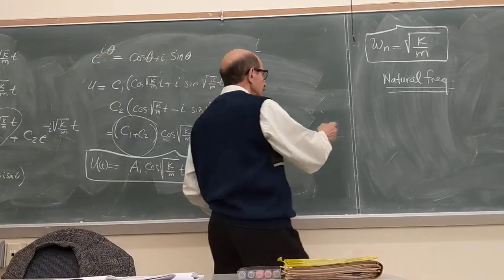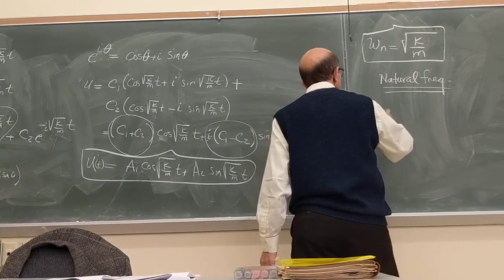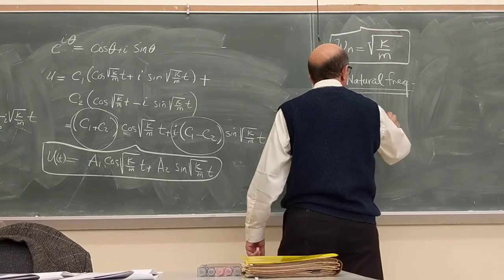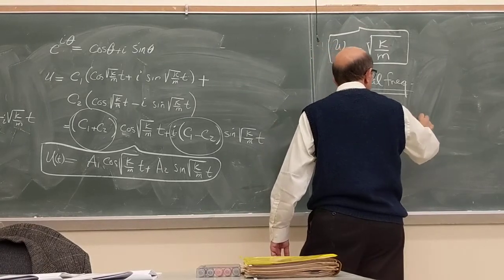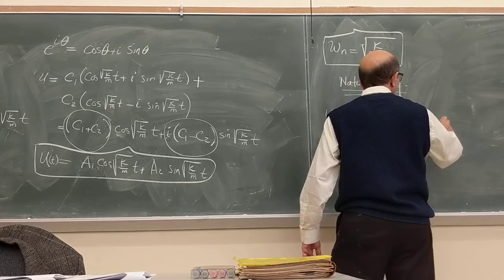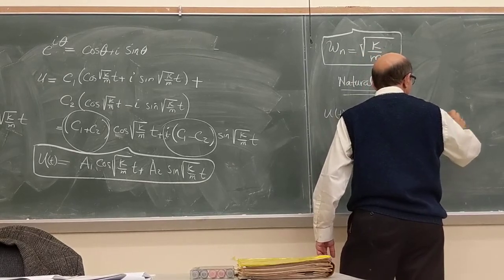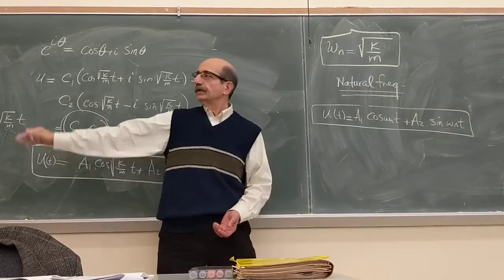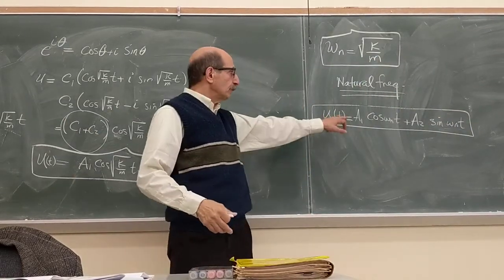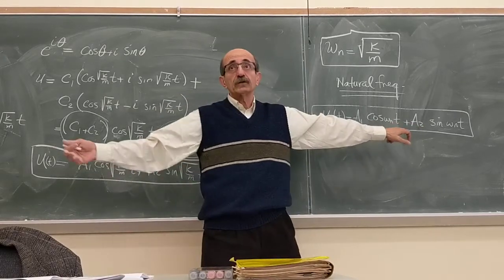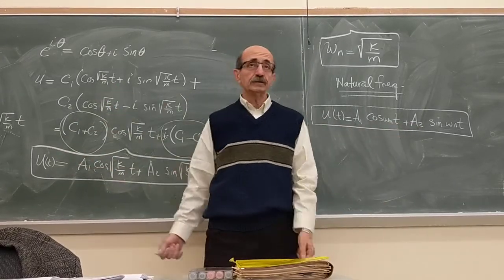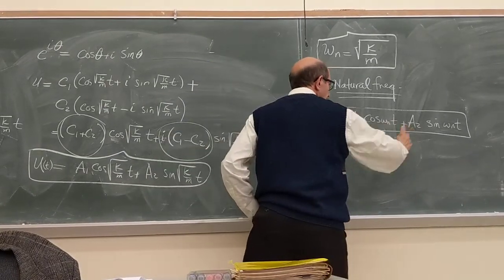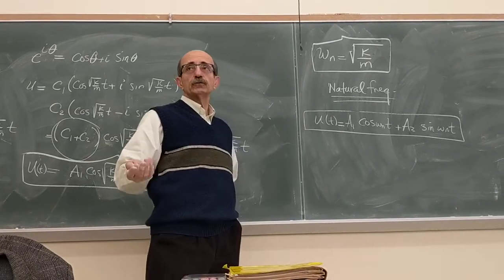At least, for the time being, you can write this in a simpler way. I write it as A1 cosine omega n t plus A2 sine omega n t. So this is the general solution of this differential equation. In this solution you have two constants, so you need two initial conditions to solve for them.